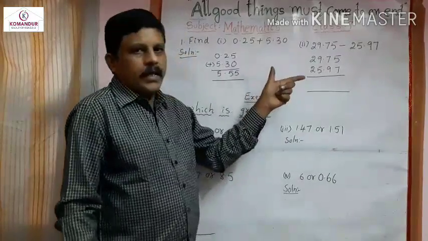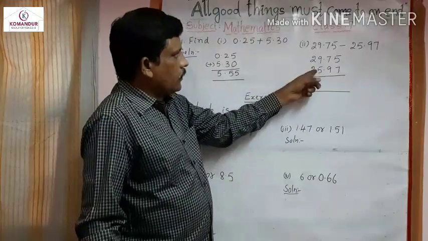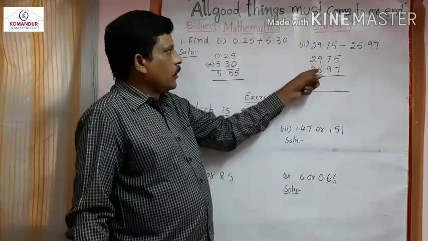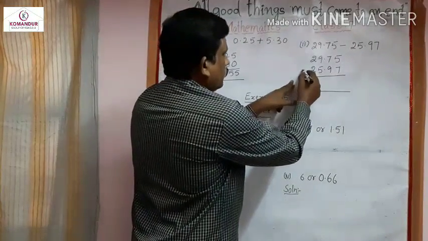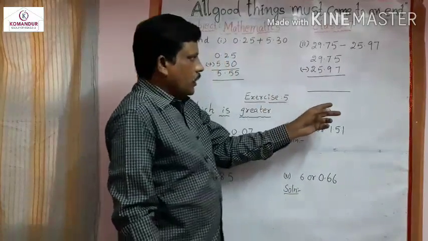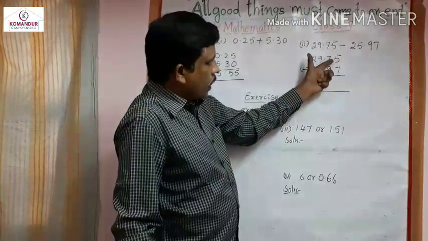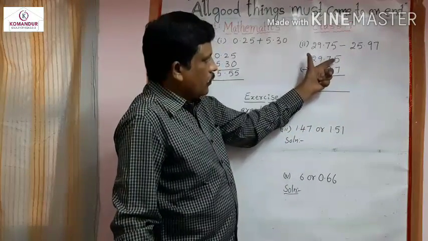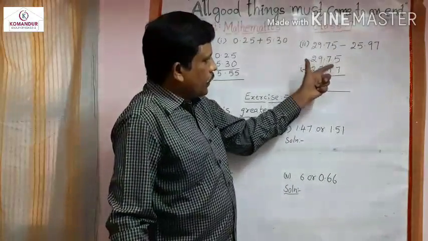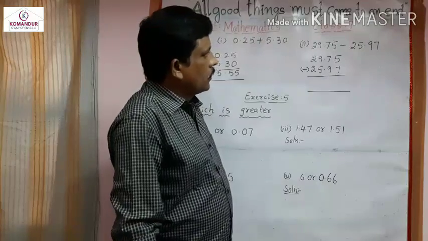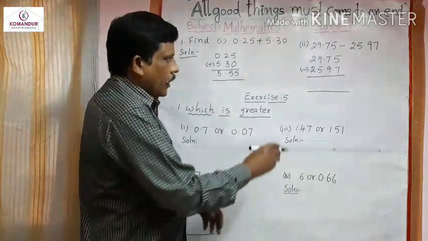So coming to the second question, this is a subtraction. 29.75 minus, they have given. That's why it is subtraction. So first arrange the numbers like this: 29.75 and 25.97. So we are doing subtraction. The last digit here is 5 and here is 7. This is a greater number compared to this number, so we will take a borrow from here. Then this becomes 15, correct? 15 minus 7 you subtract, so 8, correct? Then write 8.